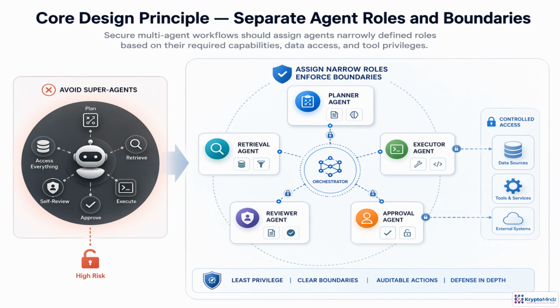Instead, split responsibilities by role. The planner decides what needs to happen. The retriever accesses knowledge. The executor uses tools. The reviewer checks quality and policy. The approval agent authorizes sensitive actions. Each role receives only the context, data, and privileges it needs. These boundaries are not just design choices. They are enforceable, auditable security controls.